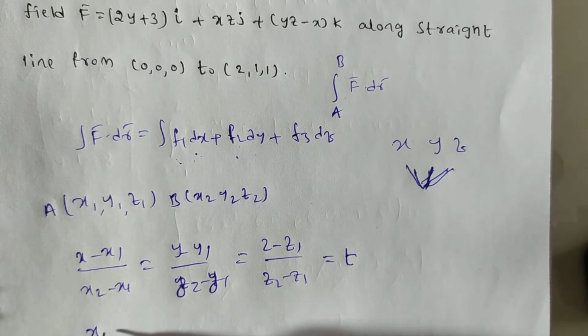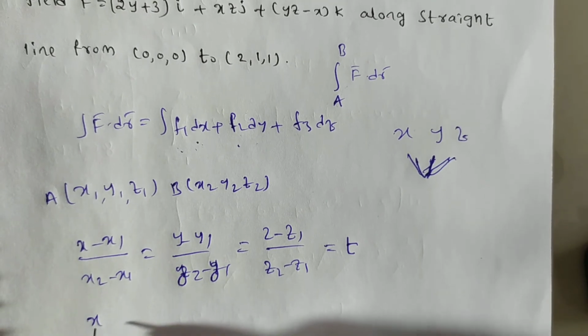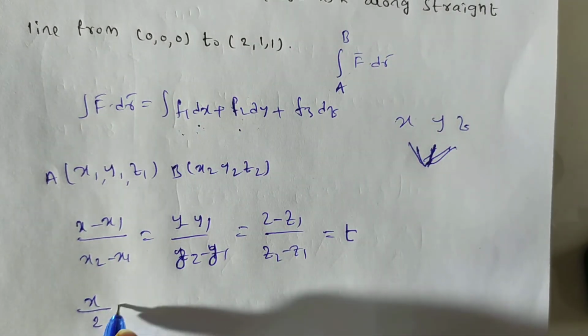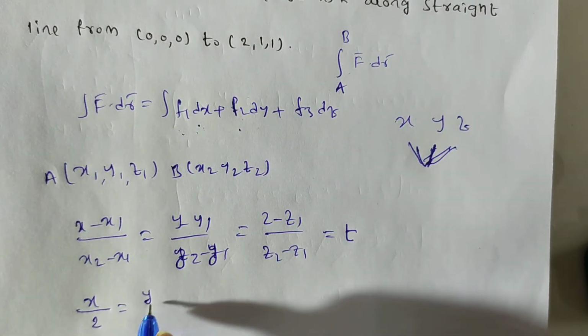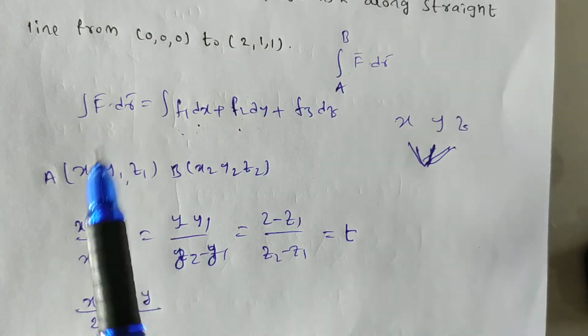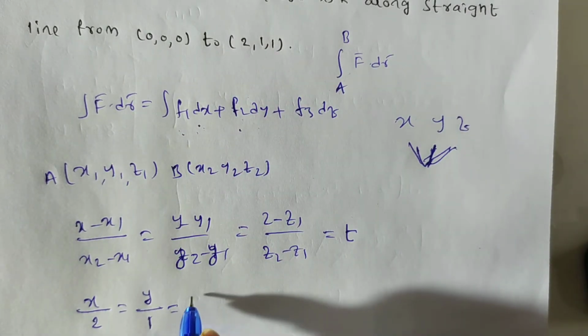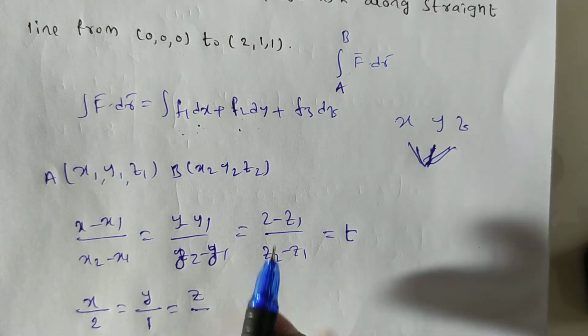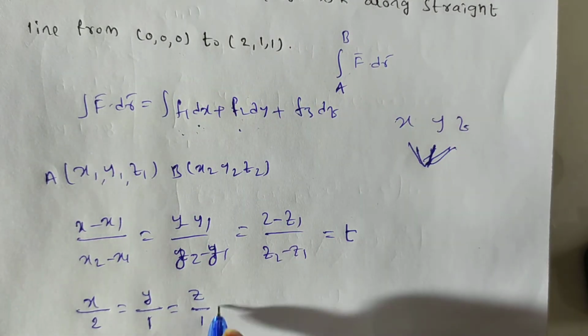Then x minus 0 is nothing but x only, right, divided by x2 minus x1, that is 2 minus 0, which is 2. This is equal to y minus 0, that is y, by y2 minus y1, so 1 minus 0, which is 1. This is equal to z minus z1, that is z minus 0, by z2 minus z1, which means 1 minus 0, that is 1. This is equal to what?